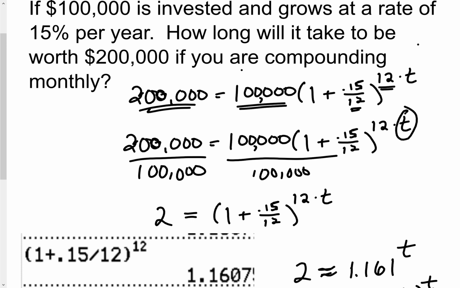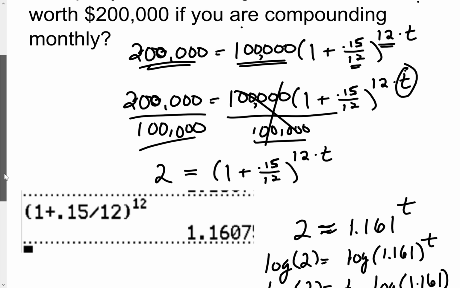So we try to do everything we can to get t by itself. And we got a lot of steps here if we're going to do it algebraically. First step, divide by 100,000 on both sides. So we can cancel it out right here. That's going to leave us with 200,000 divided by 100,000, which is just 2. So we've got 2 is equal to everything that was in that parenthesis to the 12t power.